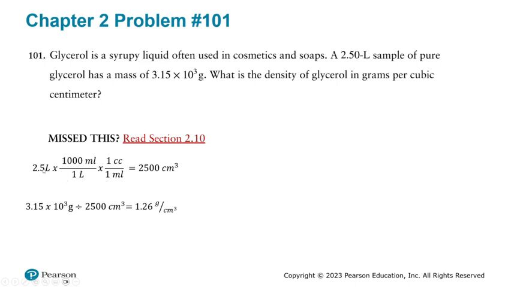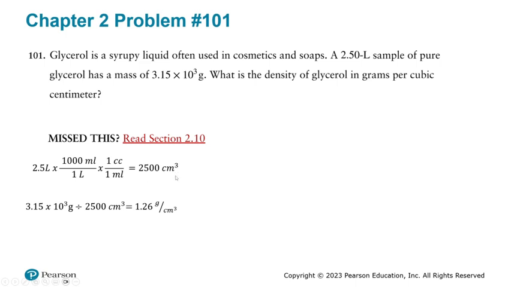So we have 2.5 liters times 1,000 milliliters per 1 liter. Liter is on the bottom. It cancels out with the liter on top. We're left with just milliliters. And then we can do our obligatory 1-to-1 conversion from milliliters to centimeters cubed. A cc is a cubic centimeter, so just to remind us there.